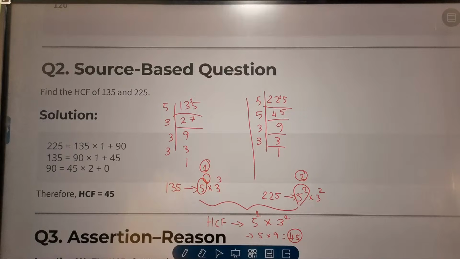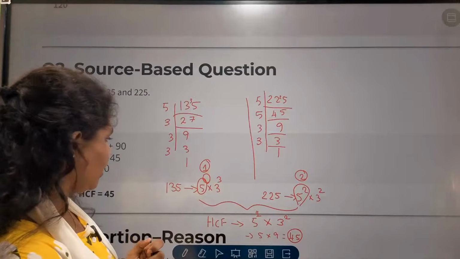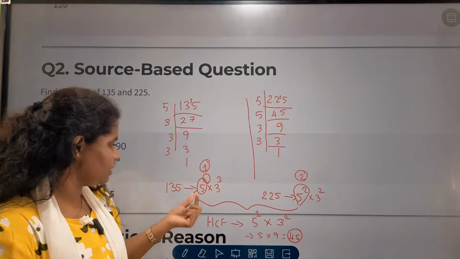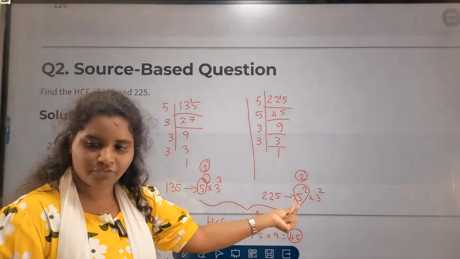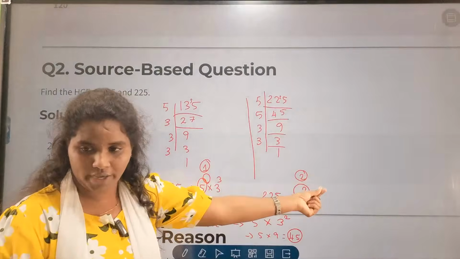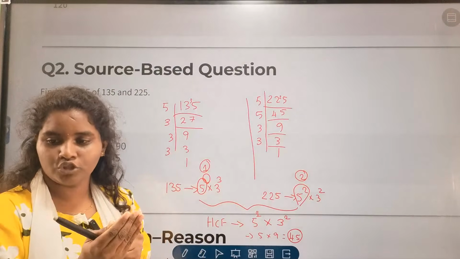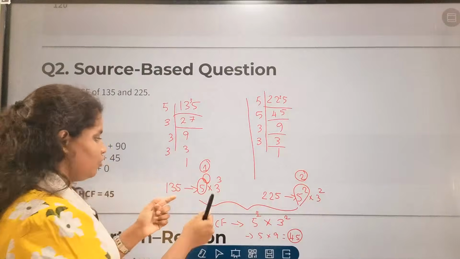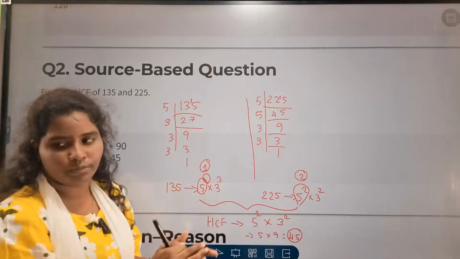Okay, so Rahul Raj. The HCF for the value is 45, right? See, 5 power 1 into 3 cube, and here we have 5 square into 3 square. In HCF, we take the lesser power, so we have to compare. Here we have 1 and here we have 2, so the least power is 1.